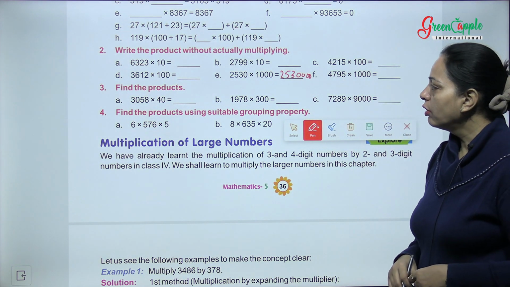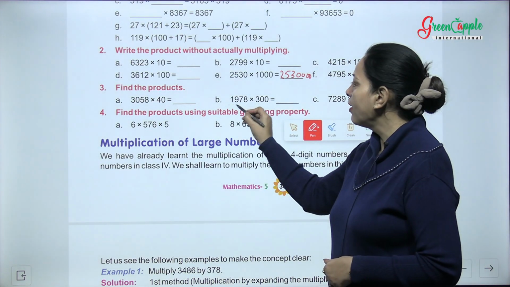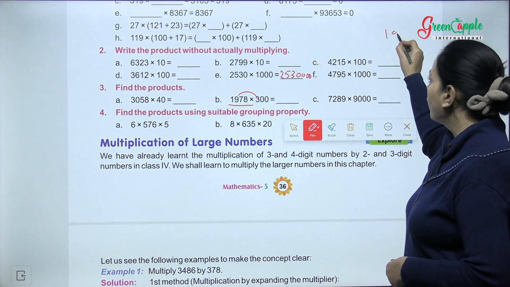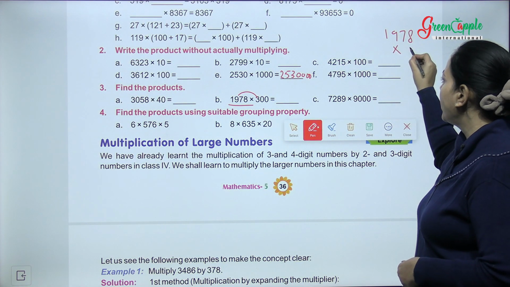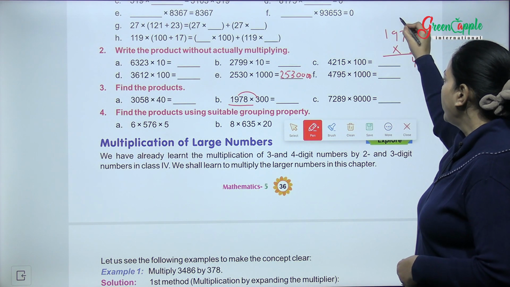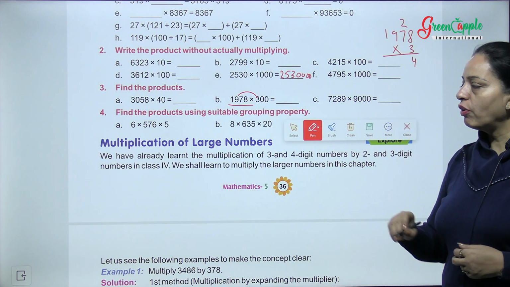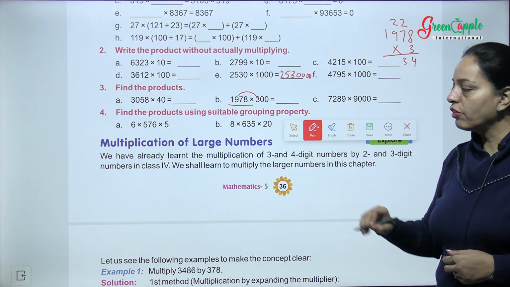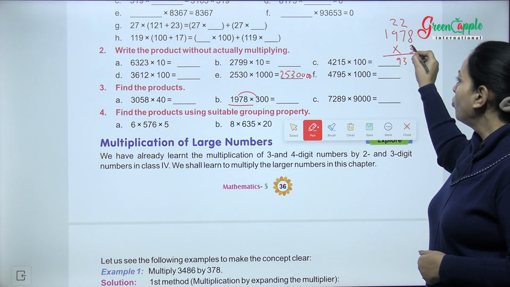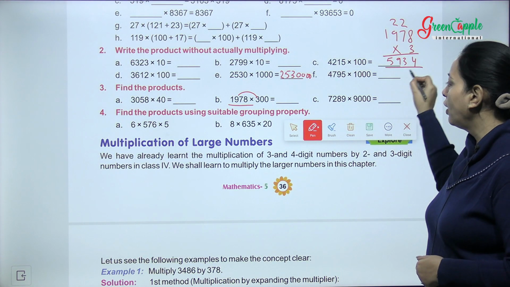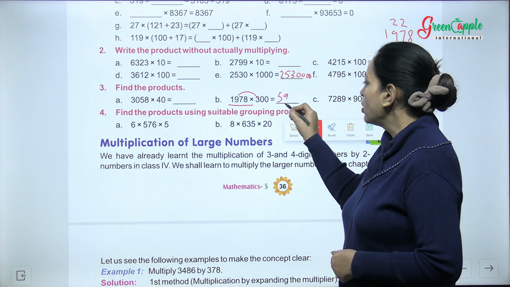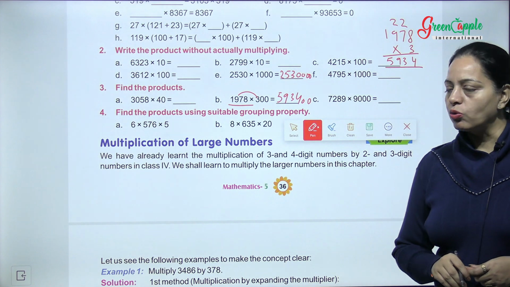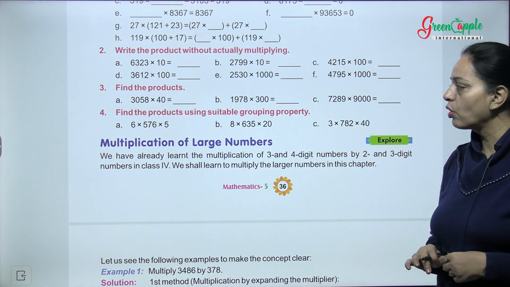Okay, now third, find the products. B part: this into 300. तो इन दोनों numbers को multiply कर देंगे. 1978 into 3. 3 8s are 24, 3 7s are 21 plus 2 is 23, 3 9s are 27 plus 2 is 29, 3 1s are 3 plus 2 is 5. So 5934 and last में 2 zeros, okay. So remaining parts you can try.